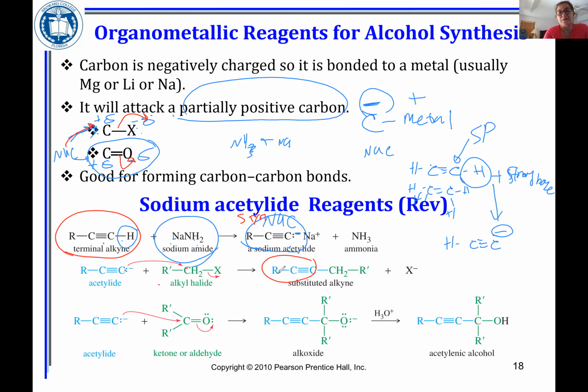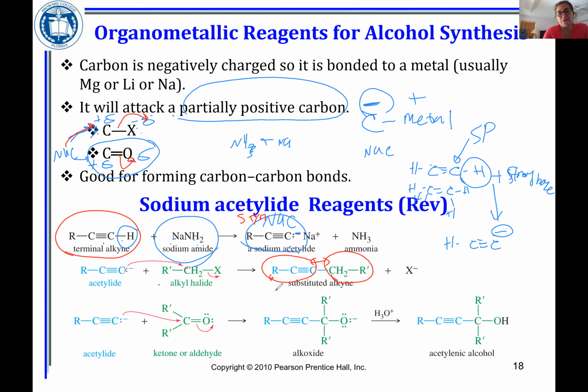Basically, you're adding a terminal alkyne. Depending, you have one carbon, two carbons, or even hydrogen. But the alkyl halide also brings other carbons. The net result is that you're adding to the carbon chain because you are creating a carbon-carbon bond.